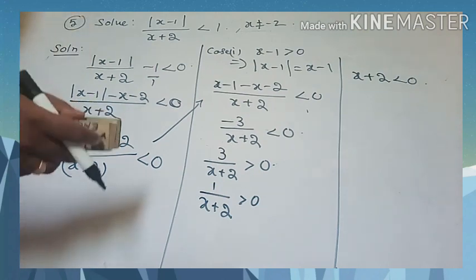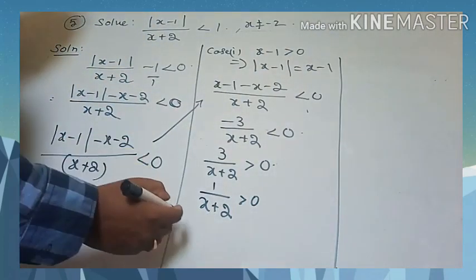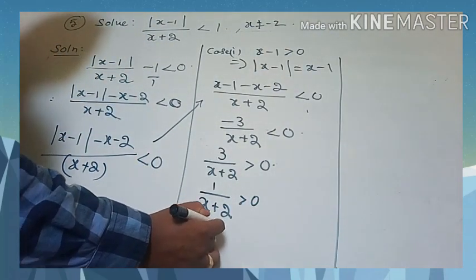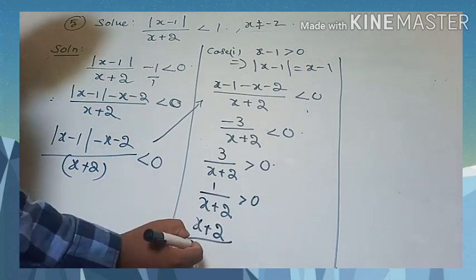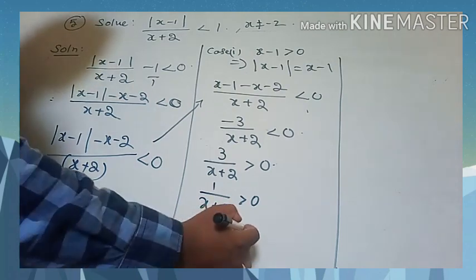Now see here in this problem, 1 by x plus 2 greater than 0, my dear students. That means you multiply and divide by x plus 2, so we get x plus 2 by x plus 2 whole square, that is greater than 0.